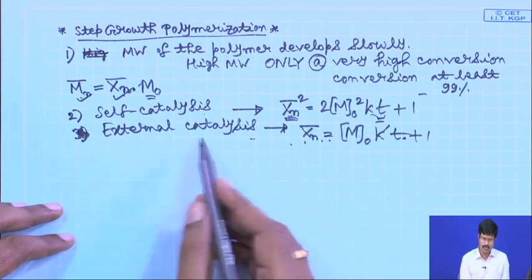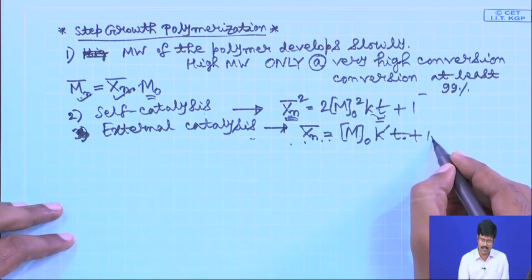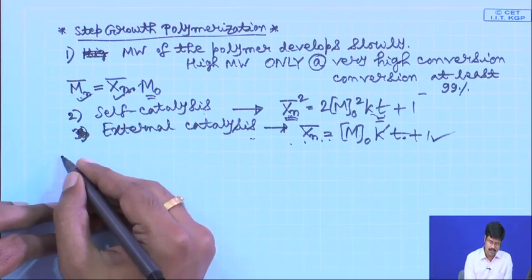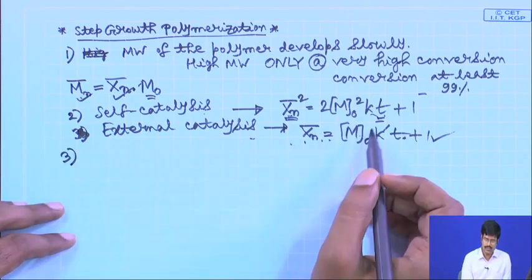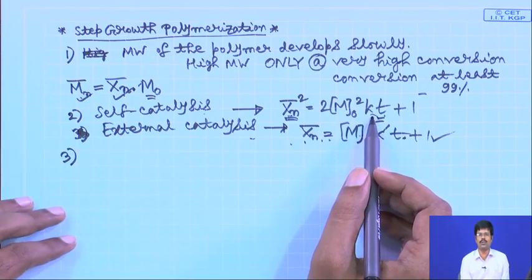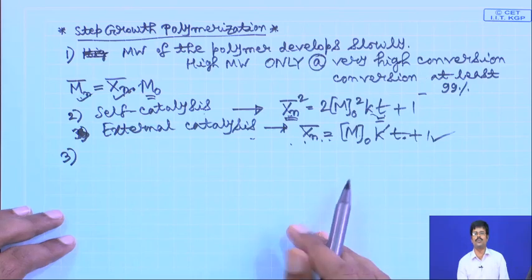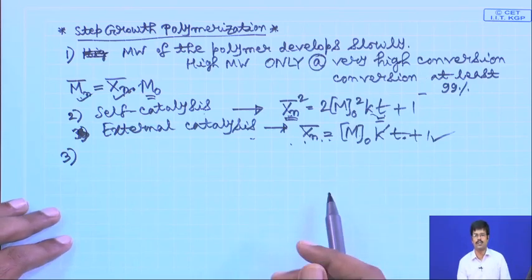So, for all practical purposes, external catalysis has to be preferred, otherwise you have to wait a long time to get the desired molecular weight, and so this kind of process is not industrially favorable.